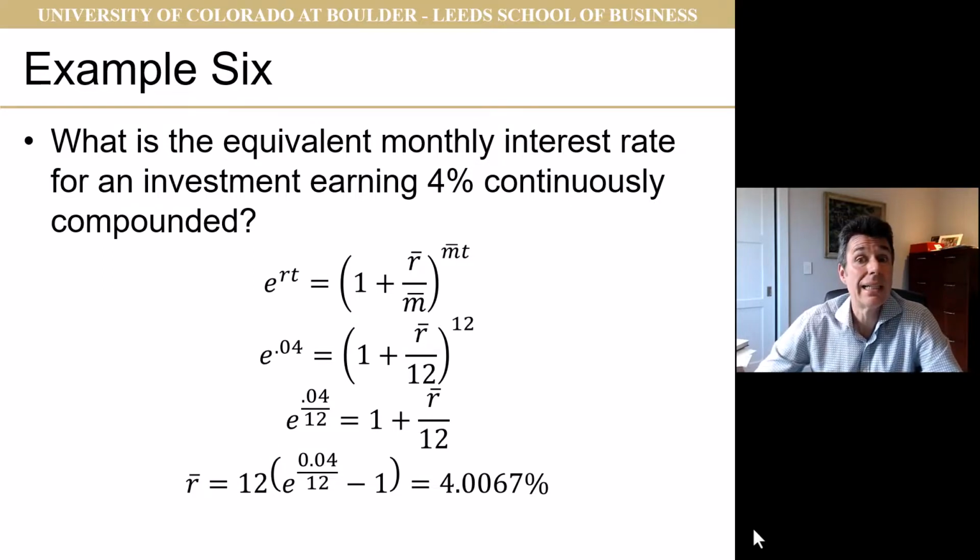So the equivalent monthly interest rate is 4.0067, and I earn exactly the same amount of money on a monthly compounding basis, at the rate of 4.0067, as I do on a continuously compounded basis with a rate of 4%.